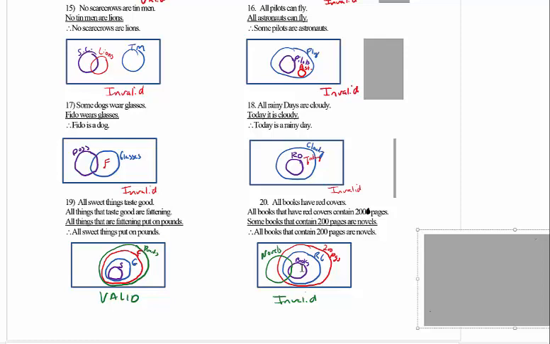All books have red covers. So that's my blue and my red covers. I know I should have done that red, but I'm just trying to stay with the same order of coloring. All books that have red covers contain 200 pages. So that's my red circle there that has to be outside there. Some books that contain 200 pages are novels. I have choices here. This could actually overlap all of the books. It could overlap all of the red covers. It just has to have some for the red, but I don't want it to be all books that contain 200 pages are novels. So I don't want that to happen. So I just overlapped it partially, so it makes it invalid.